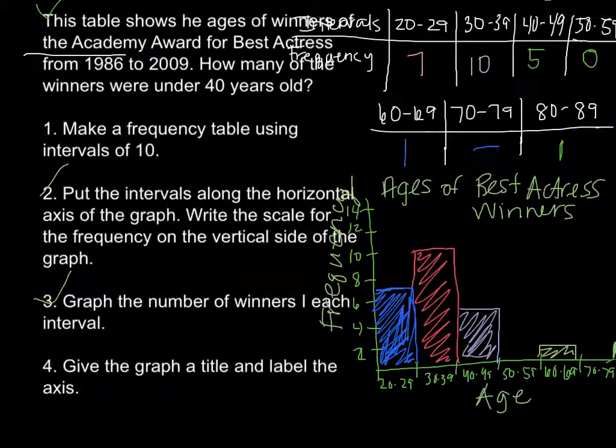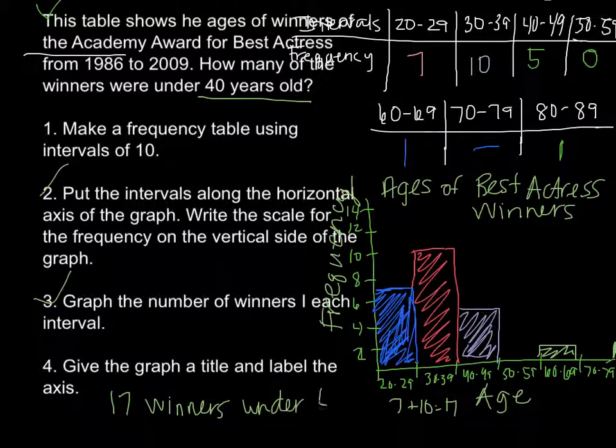Oh, then we better answer a question. How many of the winners were under 40 years old? Well, we had 7 plus 10 equals 17. So 17 winners under 40. So if you want to win an Academy Award for Best Actor or Actress, your odds are better at being a girl than being a boy, because there were 17 winners that were girls under 40 and only 7 winners that were boys under 40. So if you're under 40, your odds are better that you'd win an Academy Award for Best Actress if you were a girl.